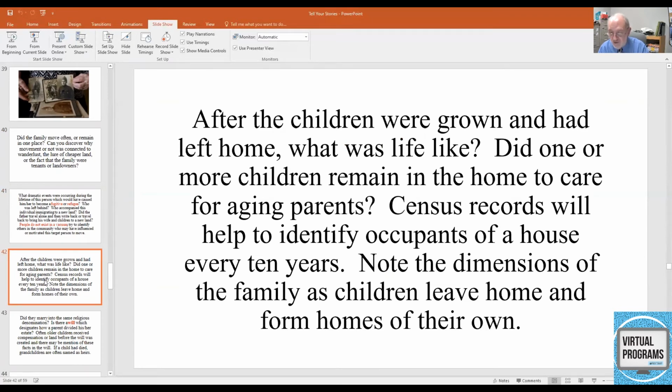After the children were grown and left home, what was life like? Did one or more of the children remain in the home to care for aging parents? Census records will help to identify occupants of a house every 10 years. Note the dimensions to the family as the children leave home and form homes of their own.